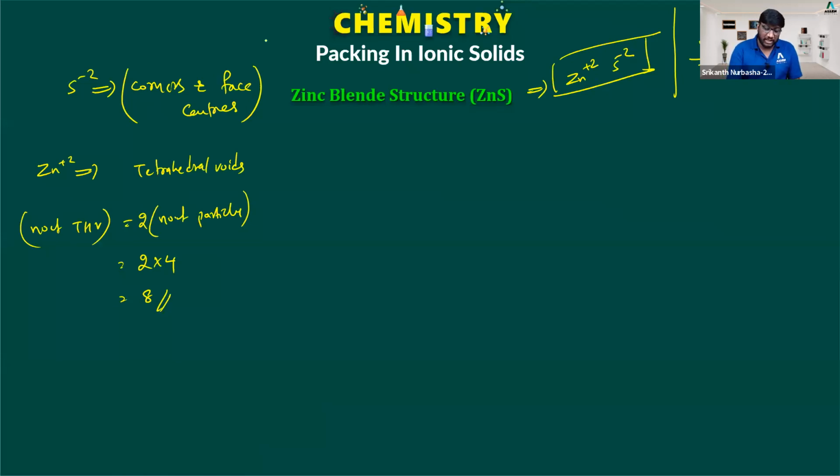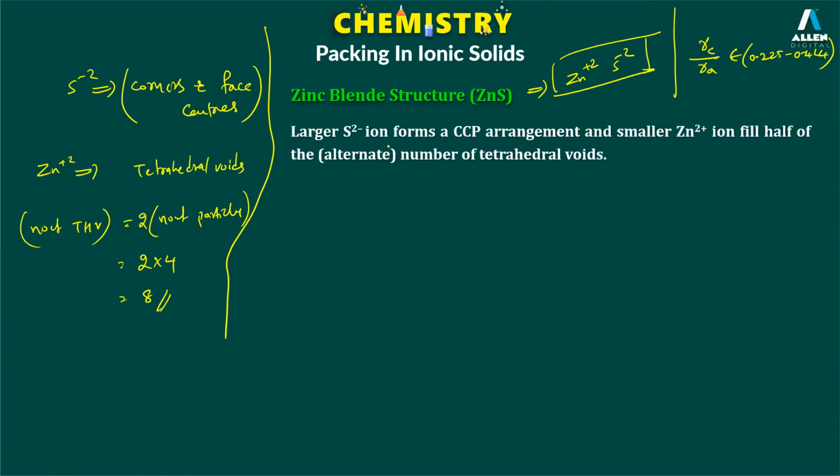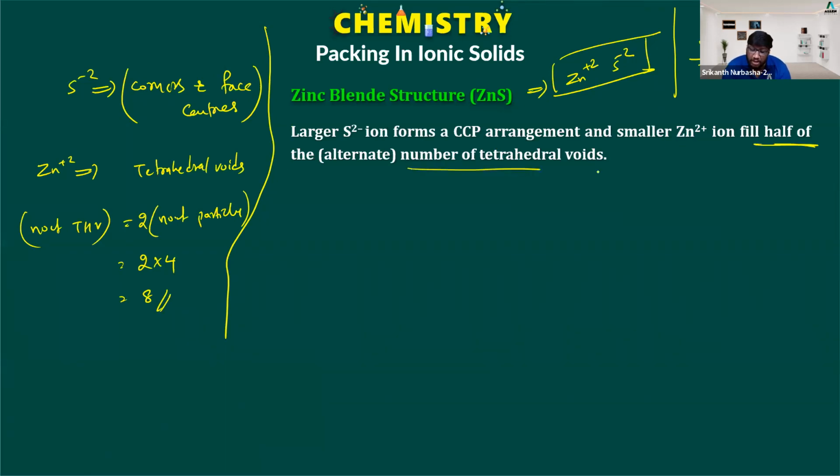But whenever charge is not neutralized, obviously that crystal is not going to be stable. So we can say that Zn plus 2 is occupying the tetrahedral voids, but only alternate tetrahedral voids, not all tetrahedral voids. Is that clear or not? Yes, sir. So larger S minus 2 forms the ECP arrangement and smaller Zn plus 2 fills half of the tetrahedral voids. If I divide the larger cube into 8 small cubes, every small cube will have a tetrahedral void.